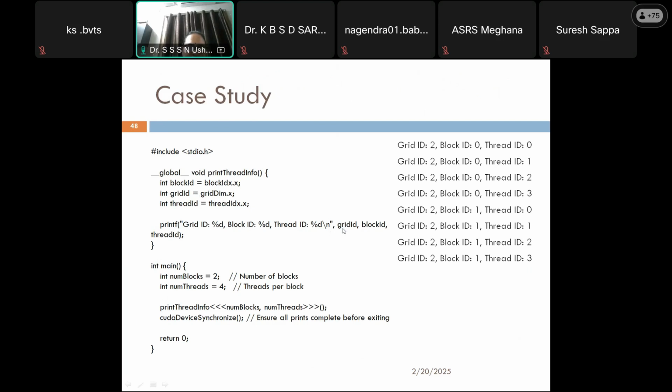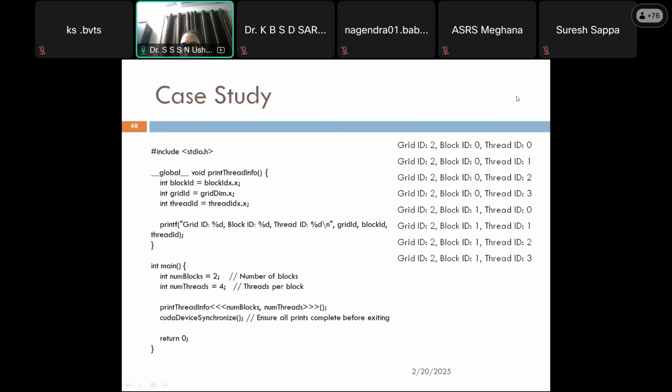So what does the grid ID consist of? Grid ID consists of grid dimension dot X, that is 2. Block ID is the block ID X. Right. So what about thread ID? Every time it is going to change, because here we have 2 blocks and 4 threads, right? So every time it is going to change.